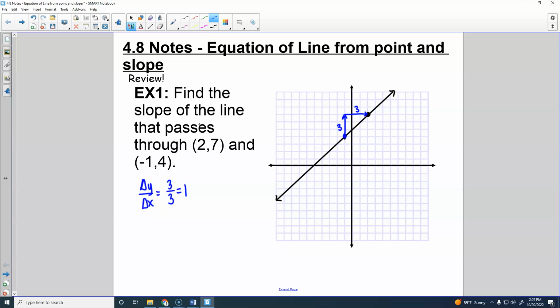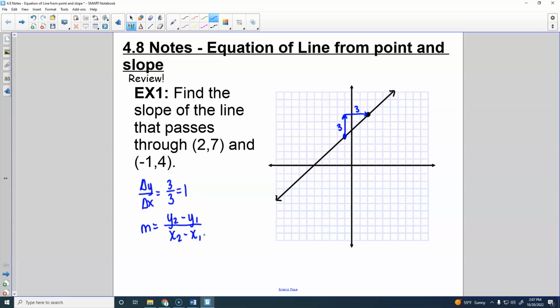We don't have to have the graph at all for it. Tell me, what is your right track? Y2 minus Y1 and X2 minus X1. So we can also use the slope formula.